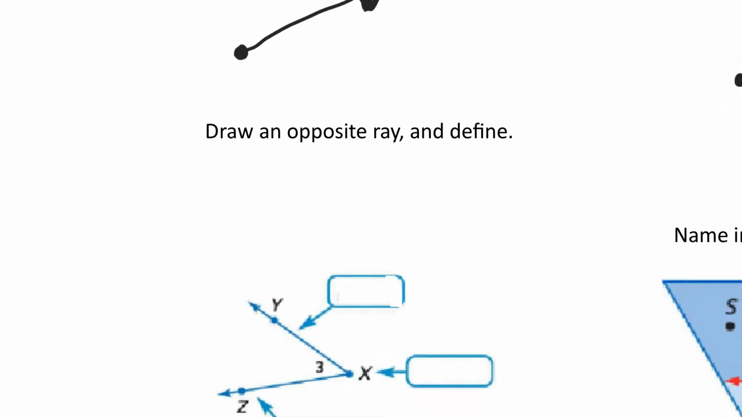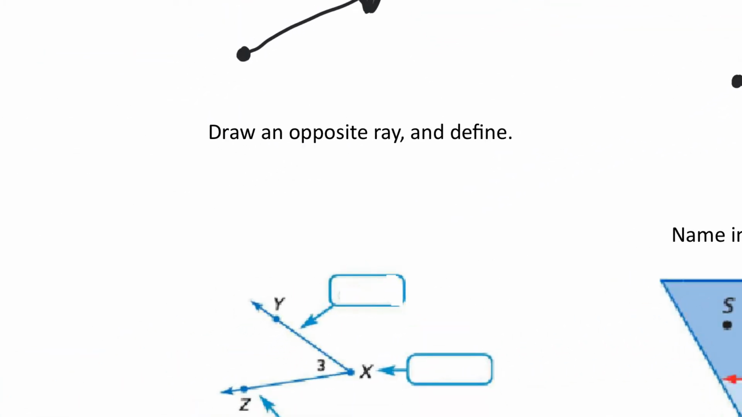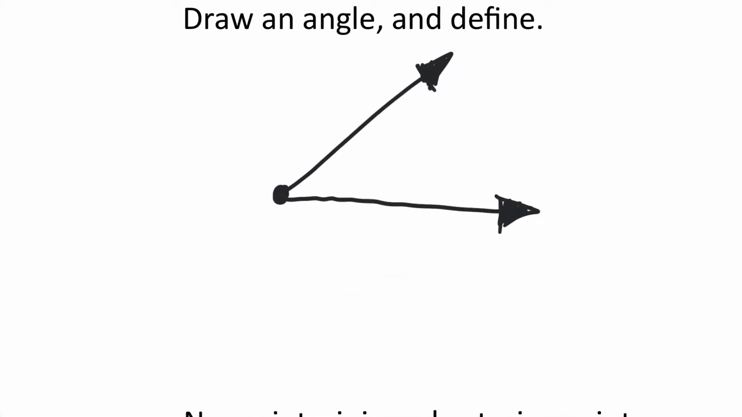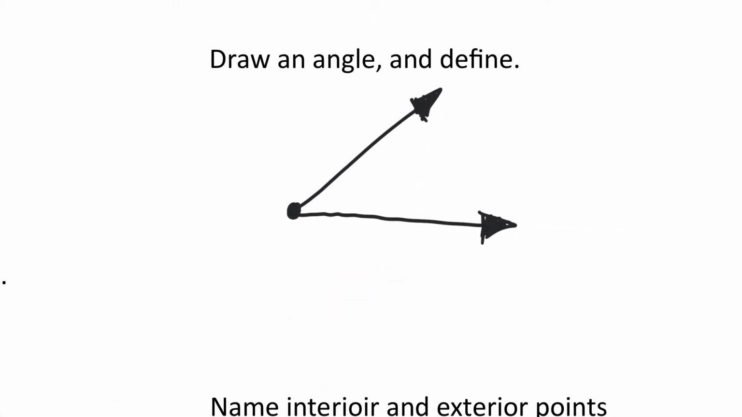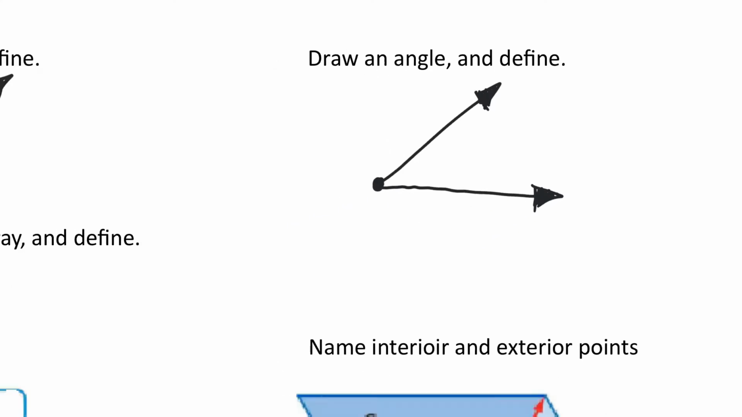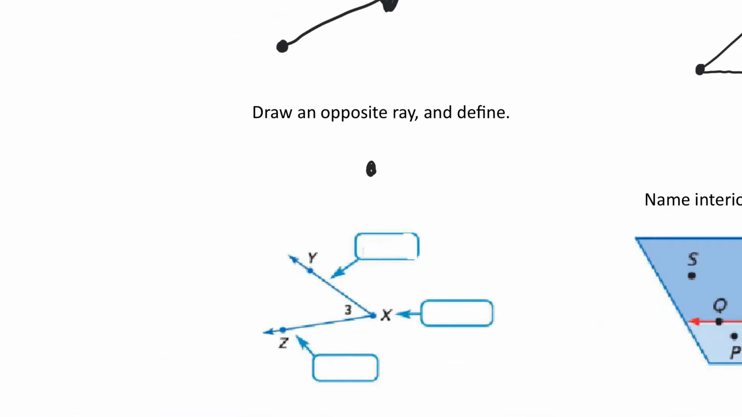Okay, next one is draw and define an opposite ray. Now we really haven't talked about an opposite ray yet, but basically it's an angle, but the 2 rays, instead of just going in 2 random directions, go in the exact opposite direction. So it's like this. You have one ray going this way, and then another ray going in the exact opposite direction like this. Which actually just ends up making a line. So really it's easier just to draw a line and put a dot in the middle. That's the same thing, really. So you have 2 rays there.